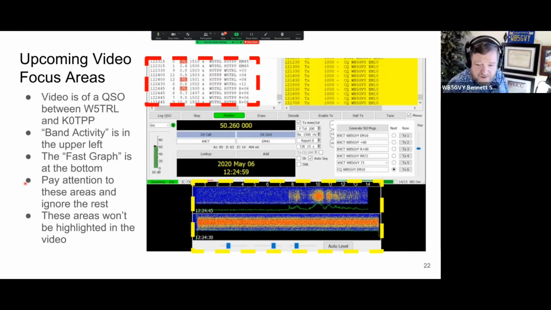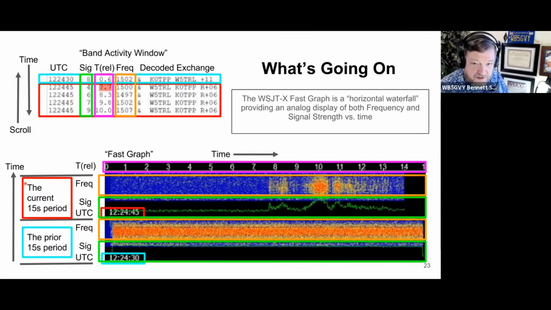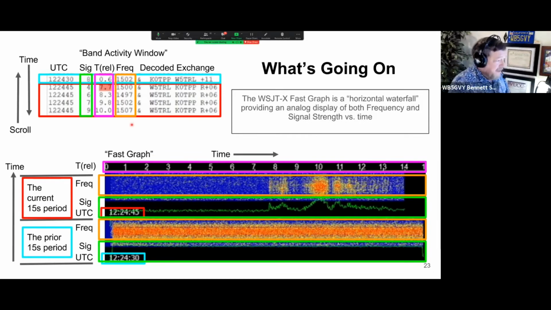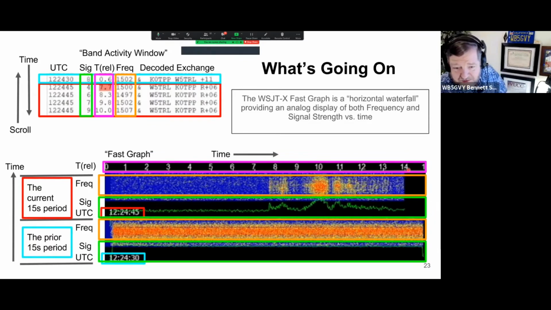Then we're going to drill in just a little bit deeper on what's going on here. Again, these are highlights that you won't see on the video, but I'm doing them here so that you can learn a better appreciation of what the fast graph is doing. It's essentially a horizontal waterfall instead of a vertical waterfall, but it provides a display of both frequency and signal strength over time. As shown here, the time arrow goes to the right, and the relative time is marked off from 0 to 15 for the 15 seconds in the transmit interval.